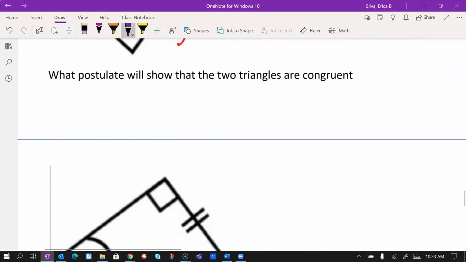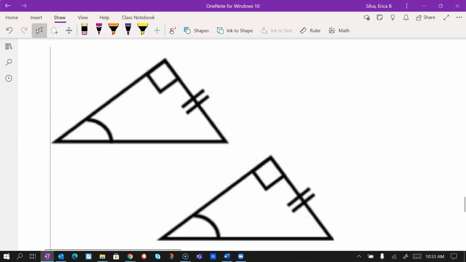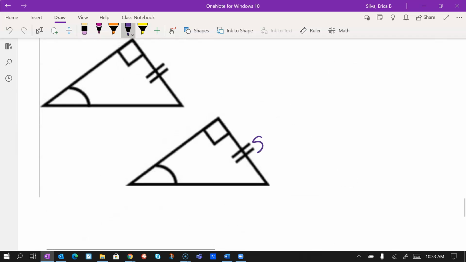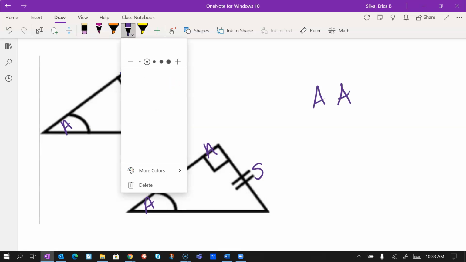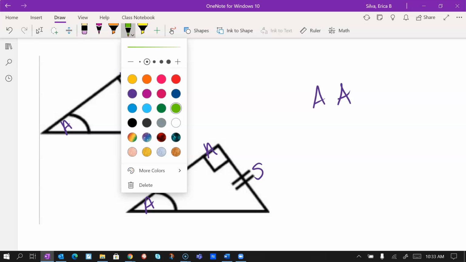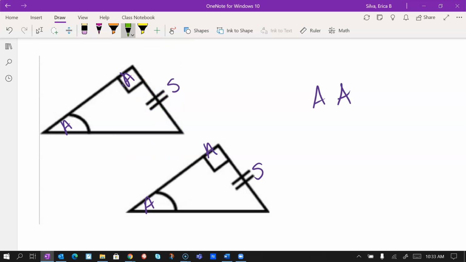Yes, Emmanuel, good job. Now what postulate will show these two triangles are congruent? We have a side with this angle with this angle with this angle. Now notice we have two angles. And where's my side? In between them or beside one of the angles? Notice how this side is only touching this angle, and this side is only touching this angle. So the side is only going to touch one of the angles. Any questions?